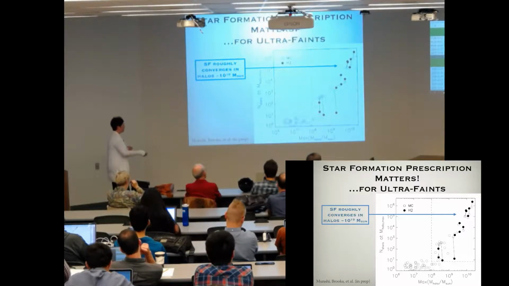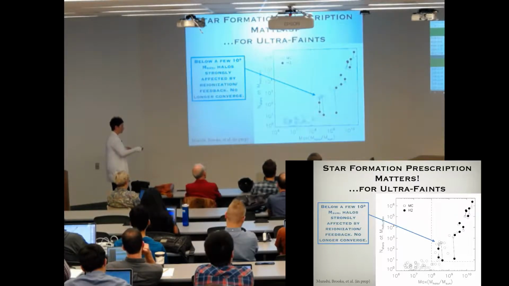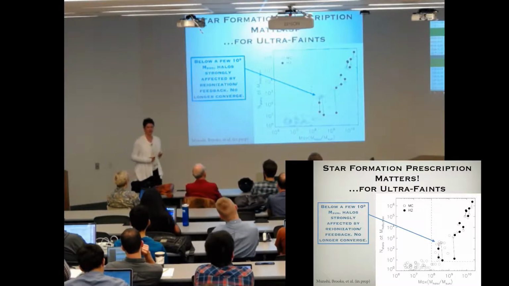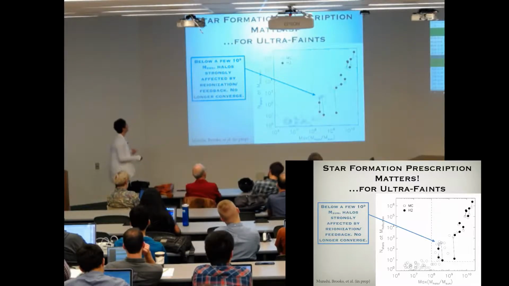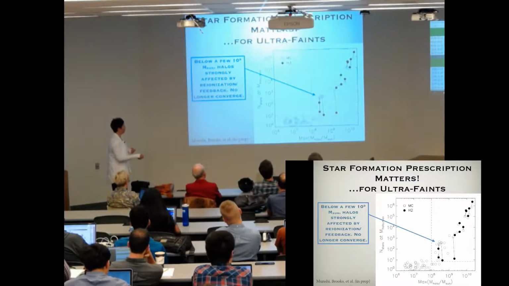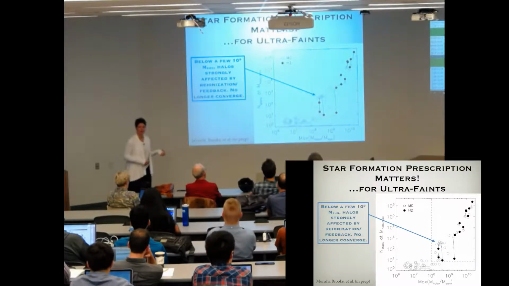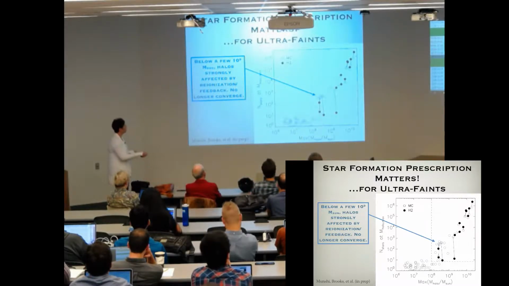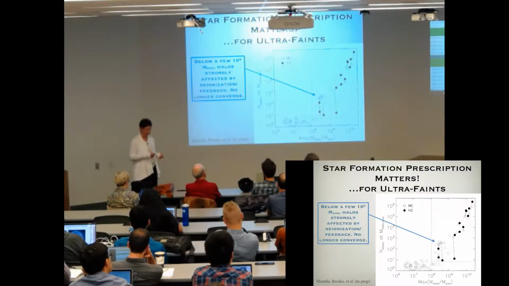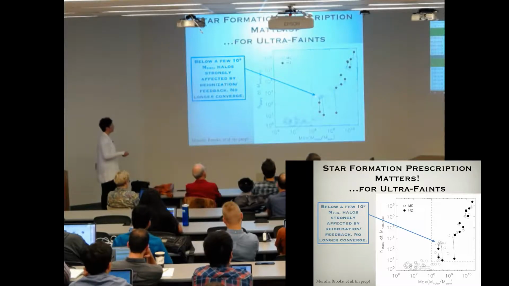So what we're seeing here is that we're seeing this for the first time because nobody's actually looked at ultra-faint dwarf galaxies in cosmological simulations until now. Right? So below a few times 10 to the 9 in halo mass, your galaxies can no longer self-regulate. And so this isn't surprising. We're now reaching into a range where these are halos that are going to be affected by reionization or supernova feedback. And so that's exactly what we're seeing here.